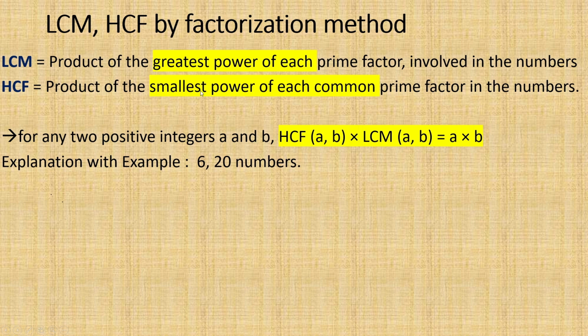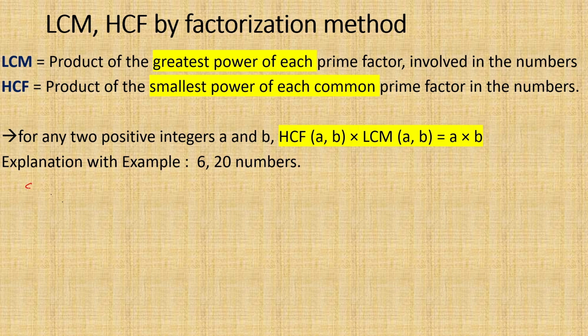We will see with examples, then we can know very well. For any two positive integers a and b, HCF of a, b multiplied by LCM of a, b is always equal to the product of those numbers, a into b. This also we can see whether it is correct or not with examples. Here we have some explanation. 6 and 20 numbers are given. With 6 and 20, we can calculate LCM and HCF, and we can prove that HCF into LCM is equal to a into b.